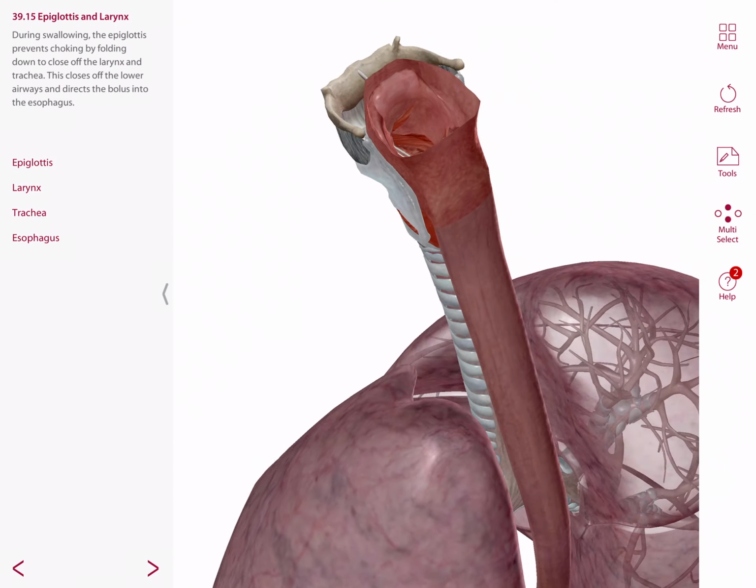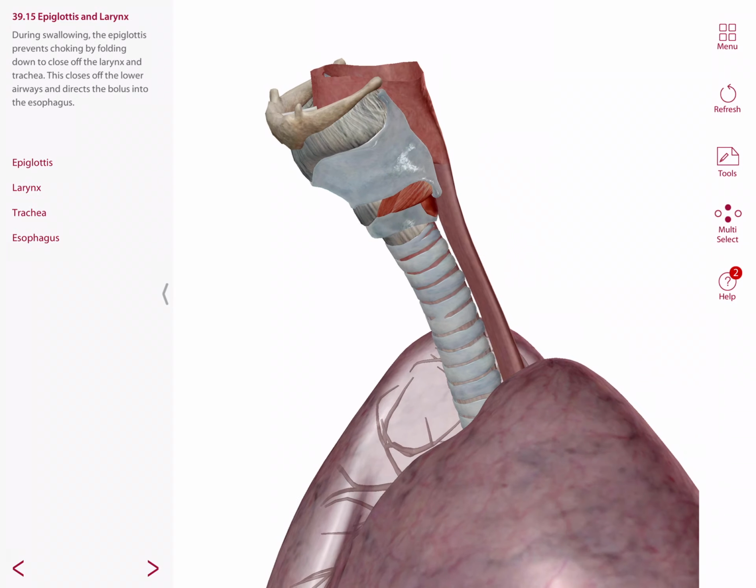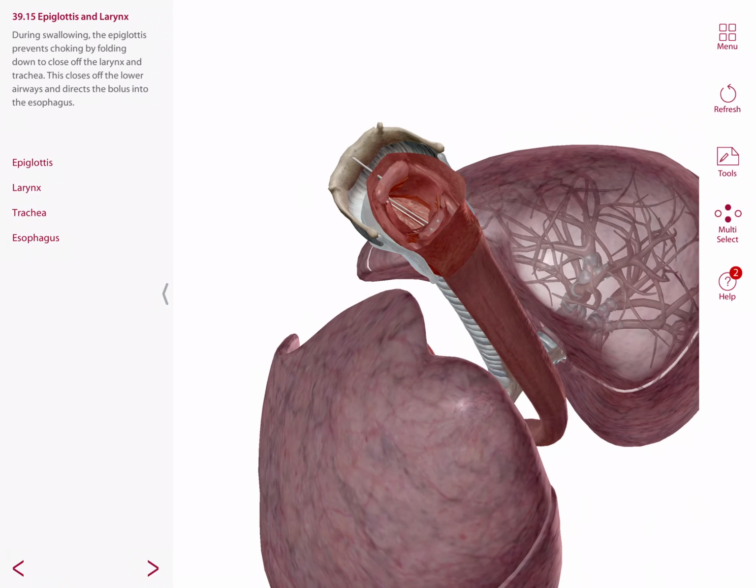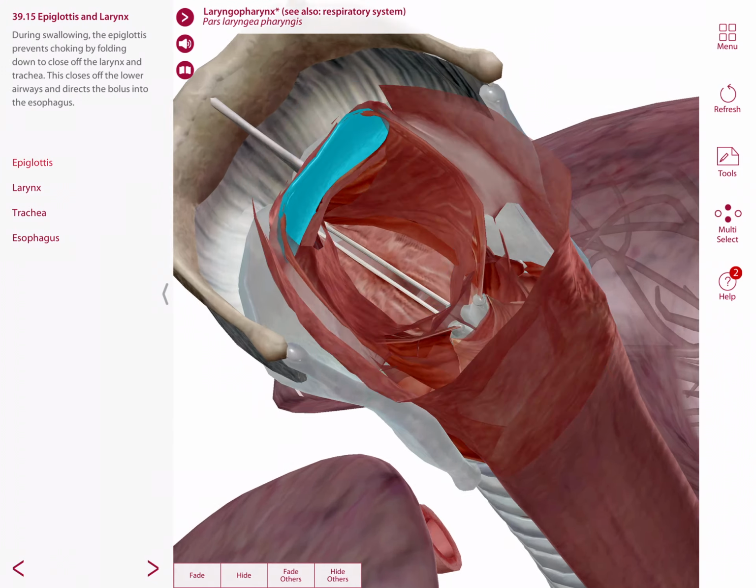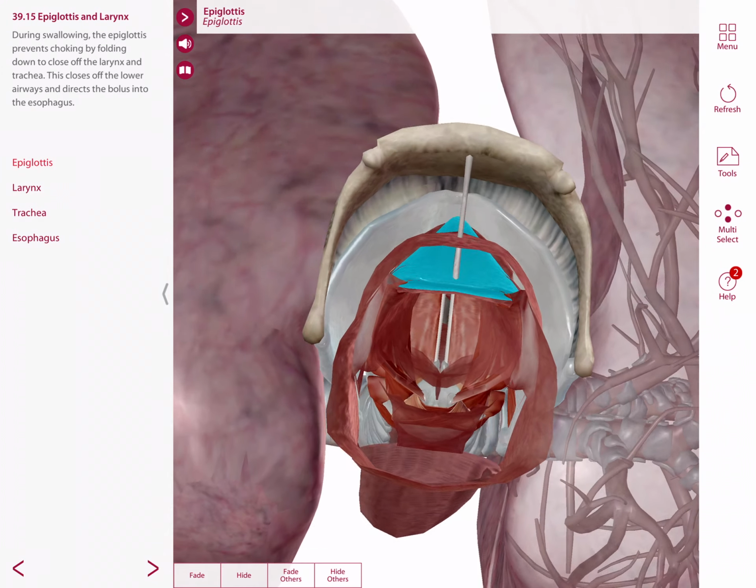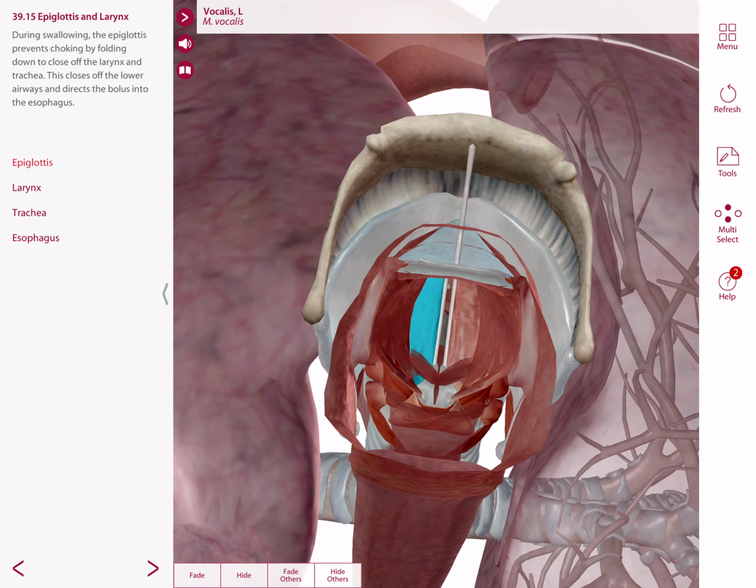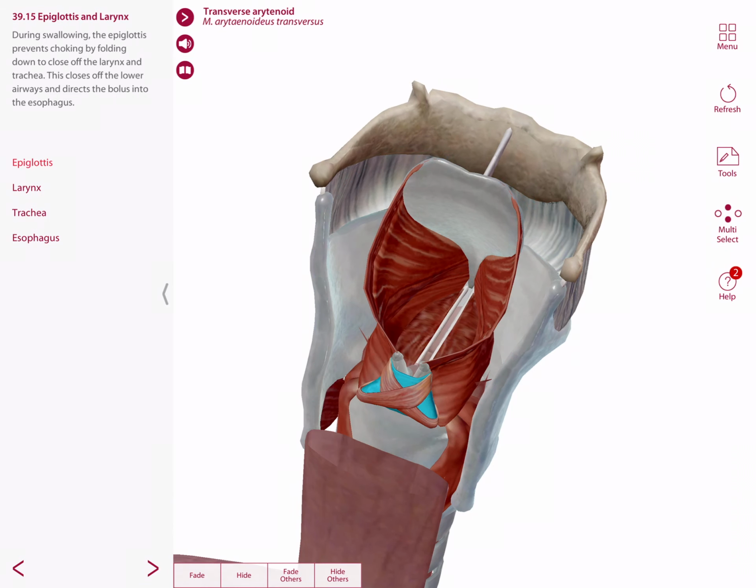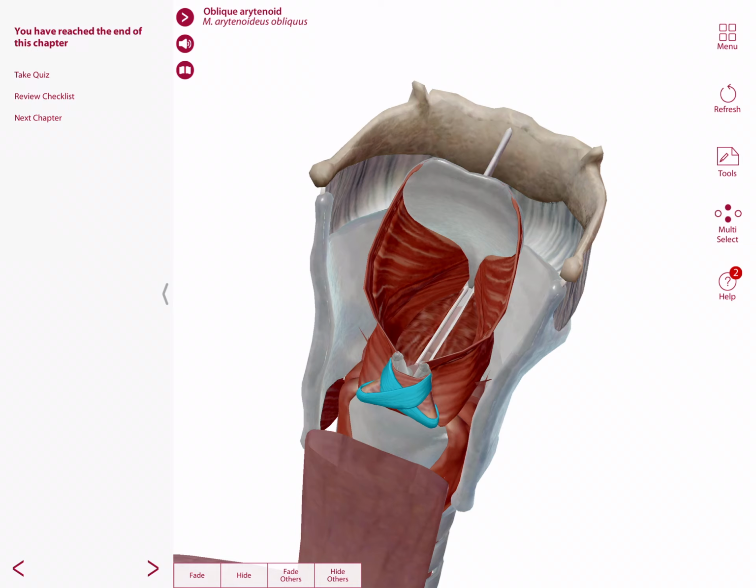We've already seen the epiglottis, larynx, trachea, and esophagus, so we'll breeze past this. There's your epiglottis right there. You can look down inside now, and you can see that here's your true vocal cords. And again, all these muscles around there are going to allow you to change the diameter. These muscles back in here will allow you to change the diameter of that, changing the pitch of your voice.